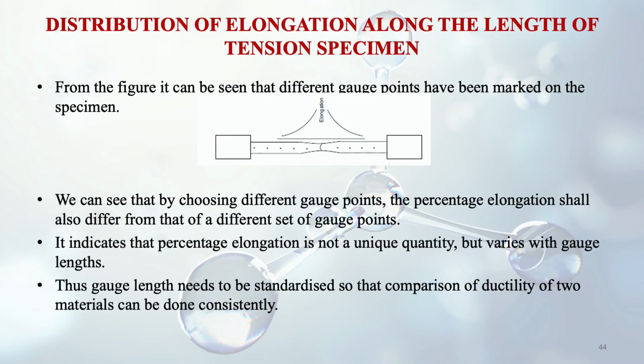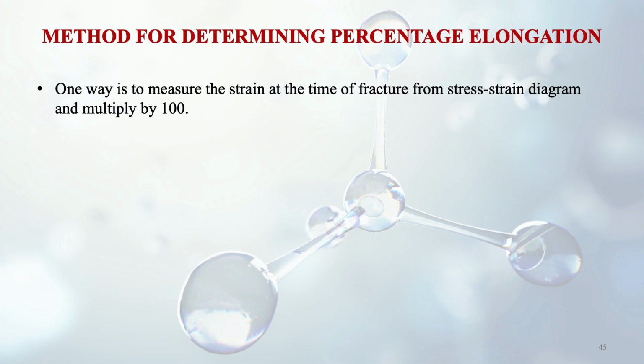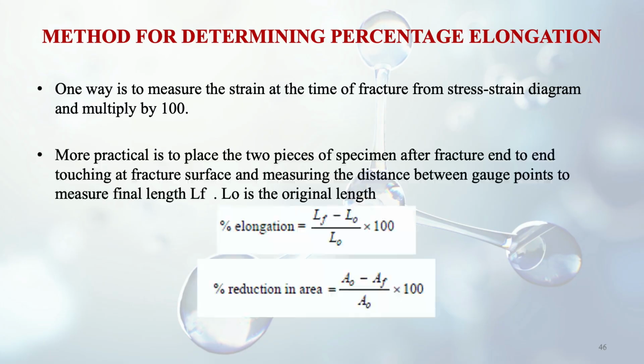If there are two materials, suppose steel and aluminum, then to measure the ductility of those two materials, we have to take the standard gauge length. Otherwise, the gauge length will keep on varying. There are methods for determining the percentage elongation, and one method is to measure the strain at the time of fracture from the stress strain diagram, like point E in the diagram where fracture took place. From that point to the origin, if we measure and multiply it by 100, it will give us the percentage elongation. But a more practical way is there.